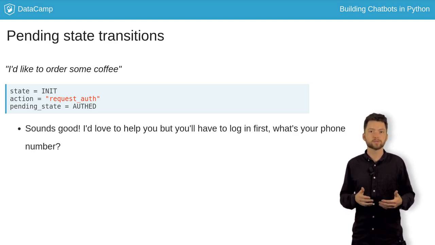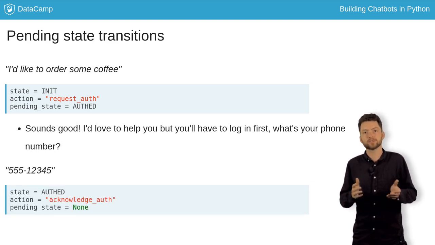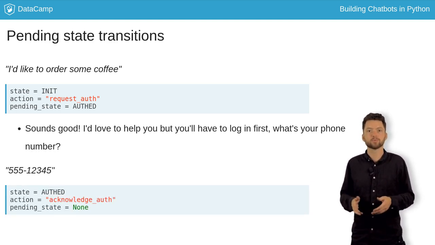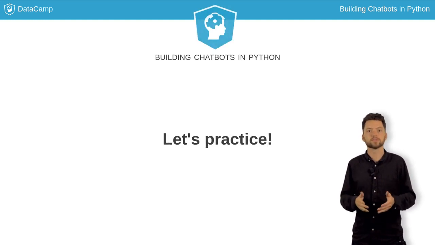We request the user's phone number, and they supply it. Now, we immediately transition to the auth state, and we're ready for the user to place an order. Now it's your turn to try these techniques in some realistic bot scenarios.